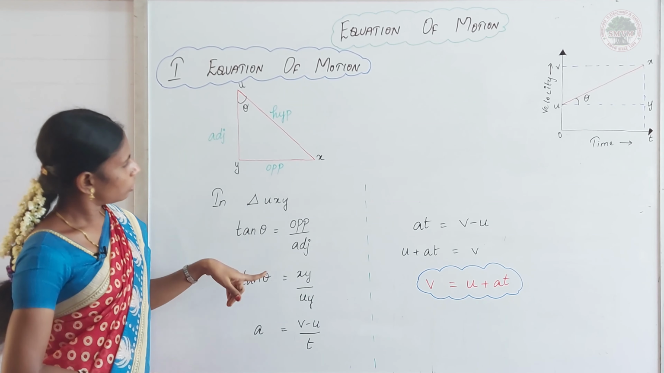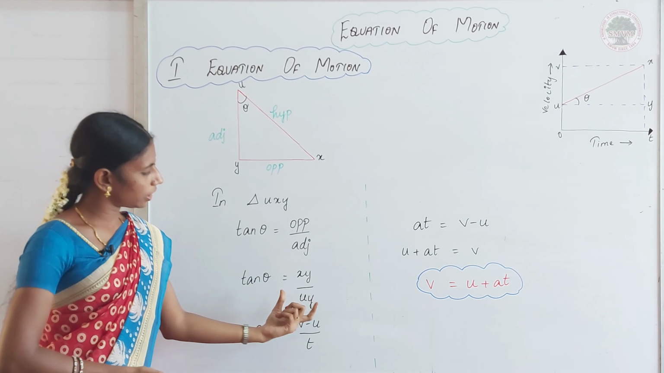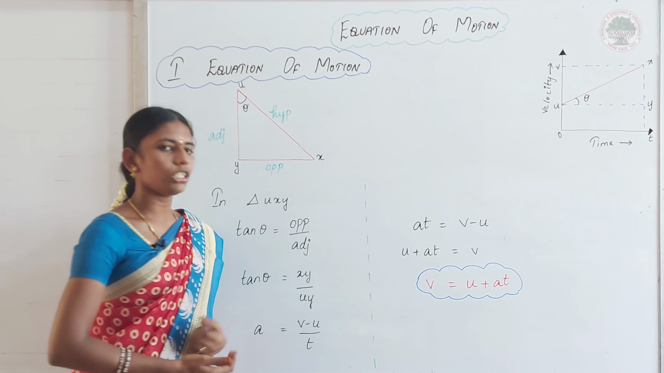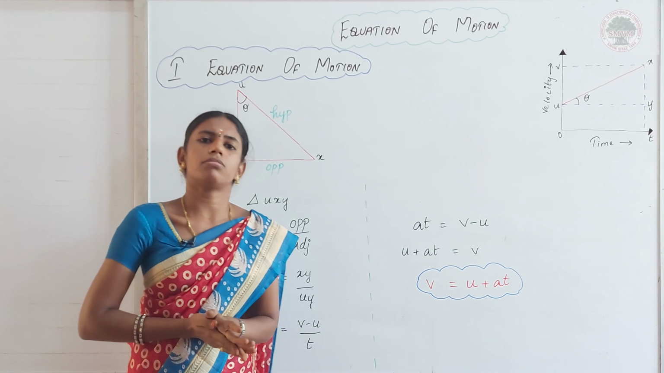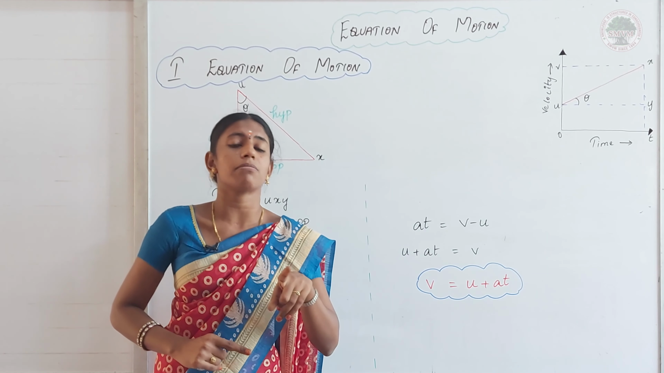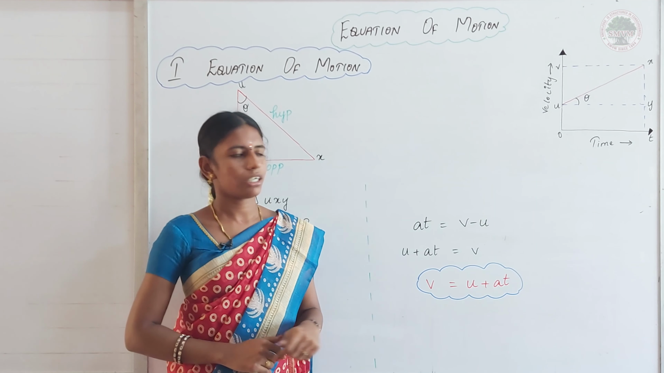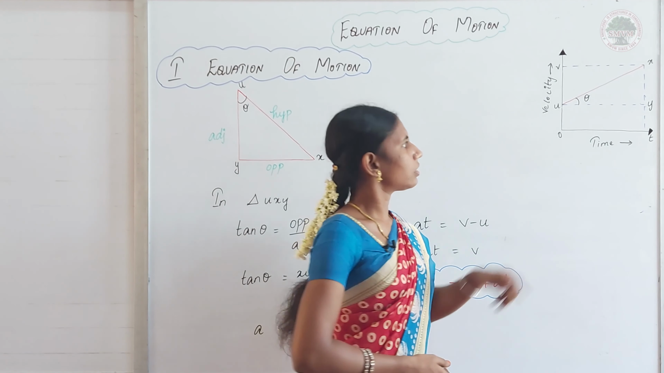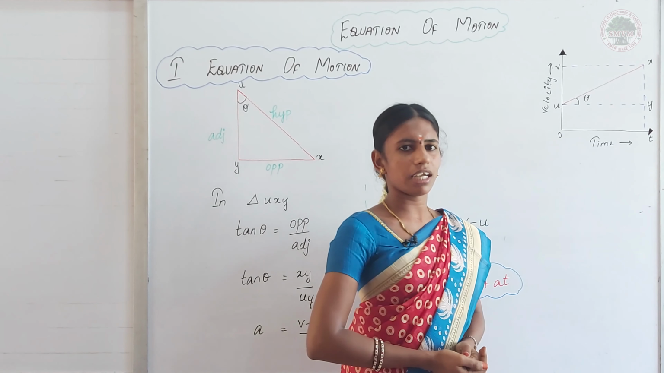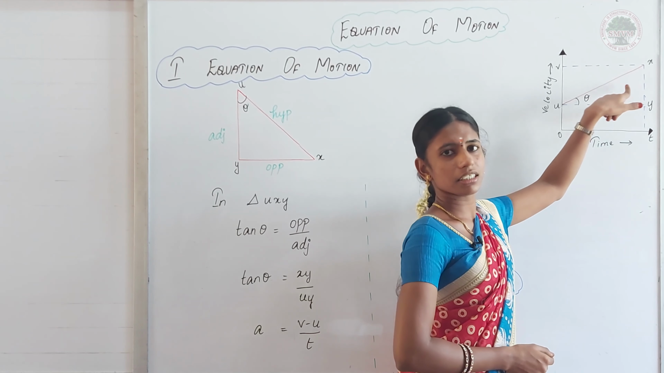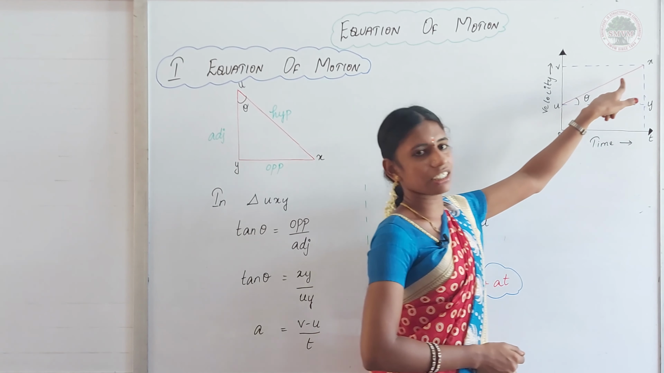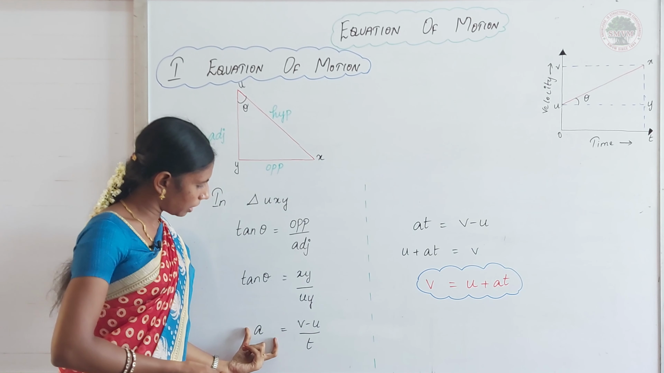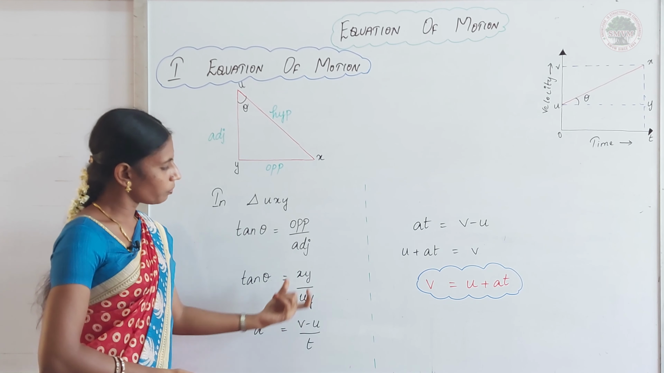Adjacent is UY. So the adjacent value is UY. So tan theta is equal to XY by UY. I have informed that the slope of the velocity-time graph gives you the acceleration, right? So what does this angle tell us? It gives the acceleration, right? This red line represents the acceleration, which makes an angle theta. So this tan theta is given by the acceleration a, equal to XY by UY.